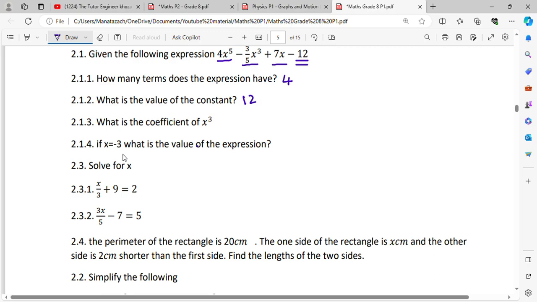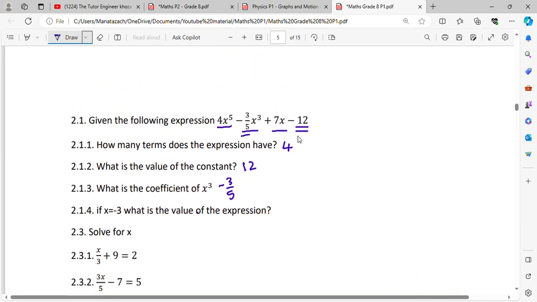The third question is, what is the coefficient of x cubed? The coefficient of x cubed is the number that multiplies x cubed, in this case minus 3 over 5. Then the fourth question is, if x is minus 3, what is the value of the expression? So we have to work that one out.